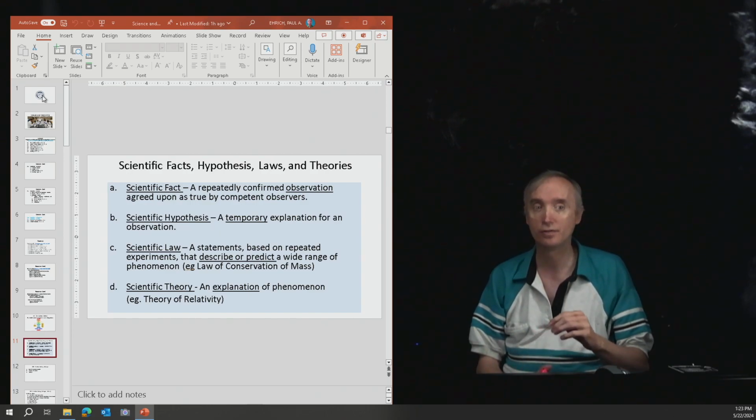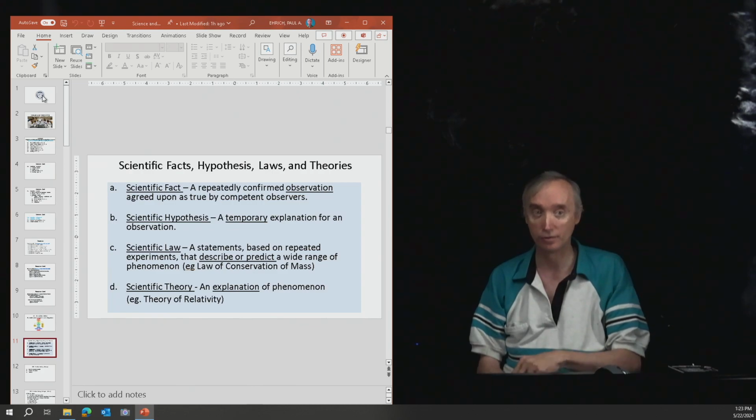But a scientific theory explains some kind of phenomenon. For example, the special theory of relativity and the general theory of relativity, which you'll learn in your physics classes.